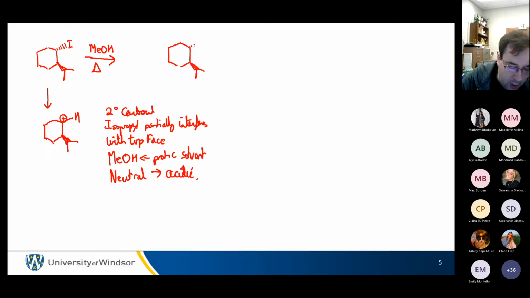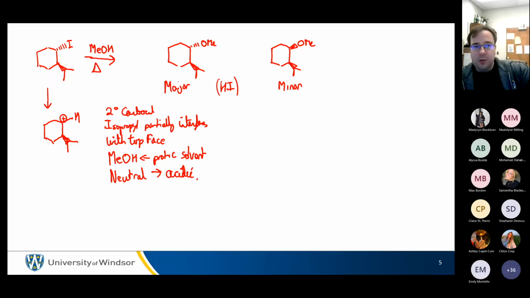And if you balance your equation, you'll get some HI. If I had asked you to indicate the major and minor products, then you would need to answer like this. You don't need to write the HI. I'm just noting that so you can see that the H came off the methanol, the iodine came off the molecule, and they gather together. Oh, look, it's acid. So neutral drives towards acid normally under these conditions.